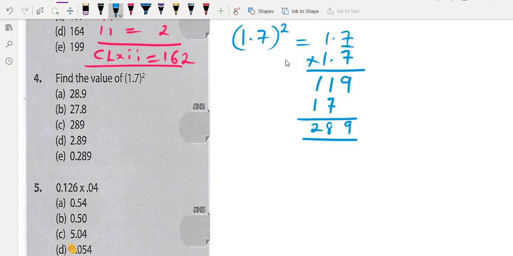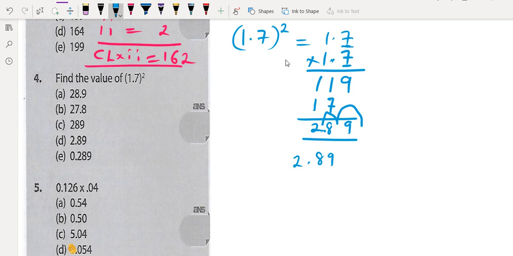Okay. We have 1 decimal place after the point in the first number, and after the second point, the second decimal place. So after the point, we have 2 decimal places. So we'll move 2 times. Let's move. 1, 2. Boom. So what's the answer? 2.89.